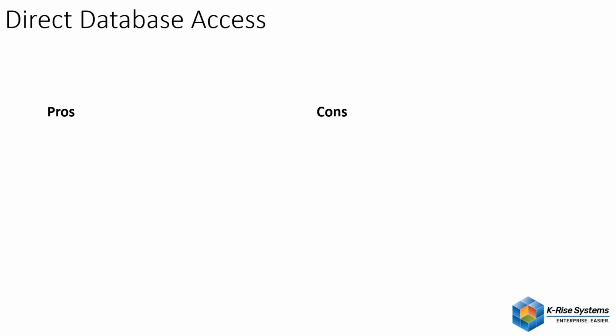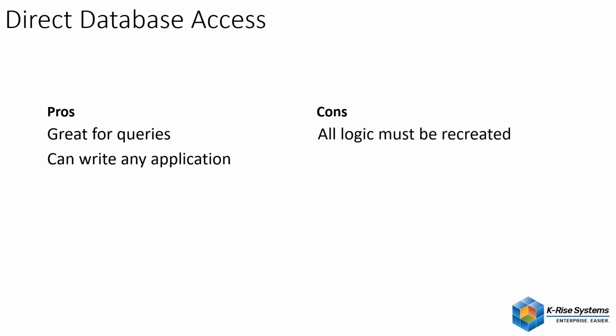So the first piece being, I can just directly access the database, right? What are the pros of direct database access? It is great for queries. It's much easier to run a query if you can access directly, and you can write any application you can. But the cons are you have to recreate everything. And that's where that chance for failure goes up exponentially. So it does work well for some things, but if you're doing a transactional application, going directly against the database has a lot of risk involved, and it's something that can probably be avoided at all costs.